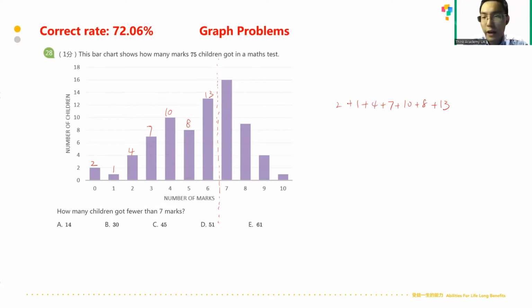We only have addition here, so we can add the numbers in arbitrary order. We can do 2 plus 8 first. 2 plus 8 is 10. And then 13 plus 7 is 20. And then 1 plus 4 is 5. So the rest is easy to calculate. This is 45. So 45 children got fewer than 7 marks. C is the correct answer.